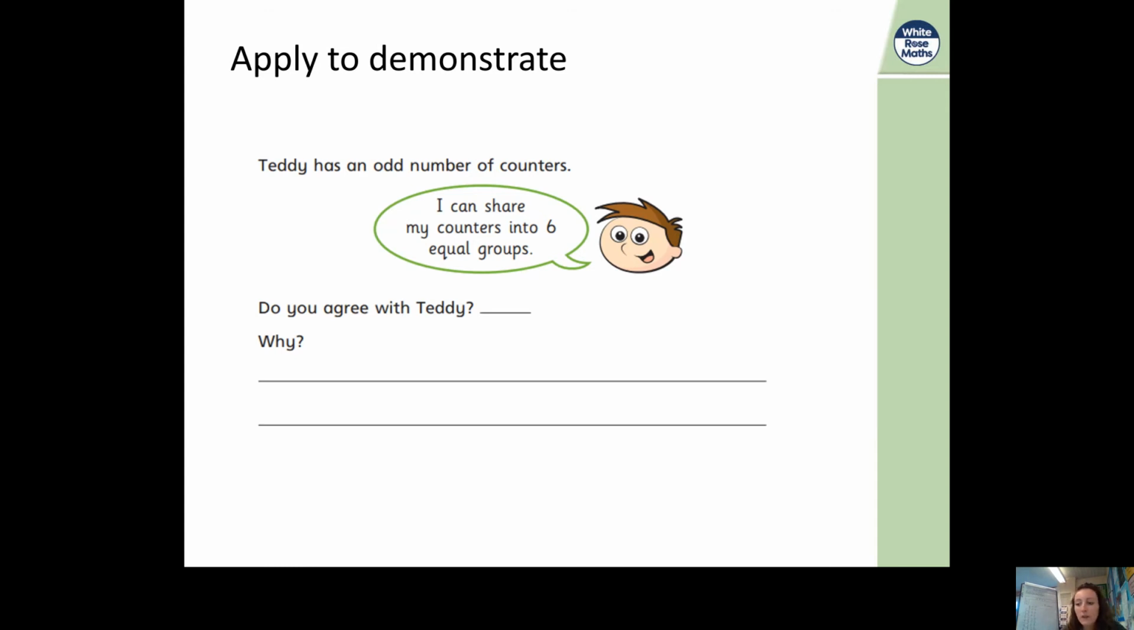Well done for all that hard work on your worksheets. Now it's your chance to have a go at a problem solving question. So this apply to demonstrate question is, Teddy has an odd number of counters. He says, I can share my counters into 6 equal groups. Do you agree with Teddy? Why? So have a look at this question and decide, do you agree with Teddy? Yes or no? And then be ready to explain why. So pause the video here and have a go.